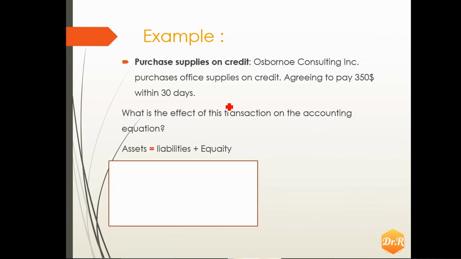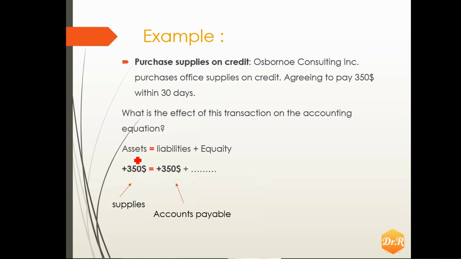Purchase supplies on credit. Osborne Consulting Inc. purchases office supplies on credit. They agree to pay $350 within 30 days. What is the effect of this transaction on the accounting equation? We are buying on credit, okay? So our creditors, which are liabilities, increased 350. We bought supplies, and those supplies are assets, so increased 350.